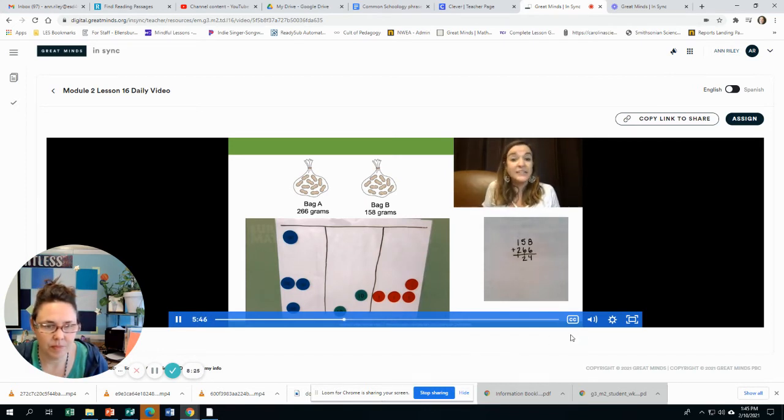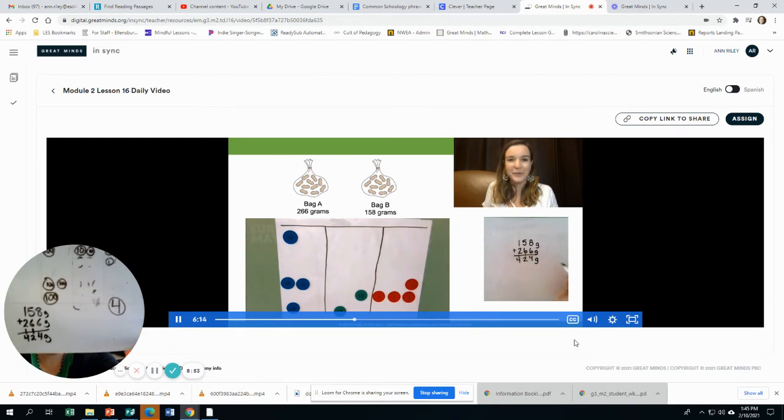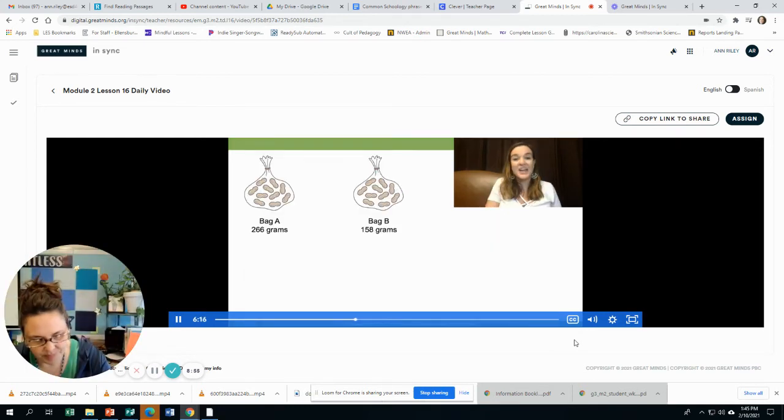424 grams. Let's show that in our vertical form. 100 plus 200 plus 100 equals 400. What unit do we need to make sure we include in our written answer? Grams. Read the problem with me. 158 grams plus 266 grams equals 424 grams.